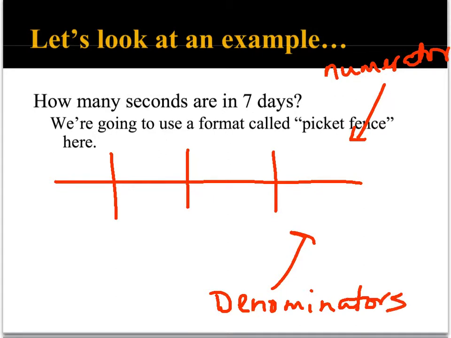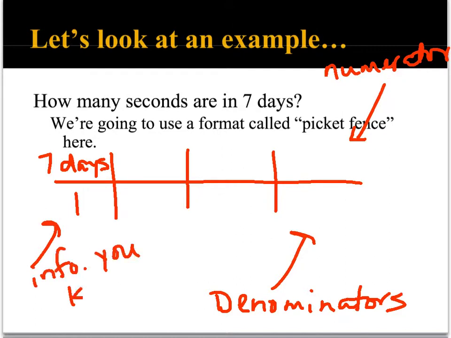Okay, so we need to think about what we've got. The first piece of information that we're going to put in our picket fence is what do we know? Well, we know that we have 7 days. We're going to put that over 1. You always put the information that you know in the first box on the picket fence. The next thing we know is that a day has 24 hours in it. So there's our first conversion.